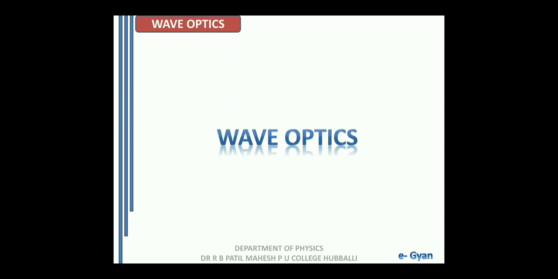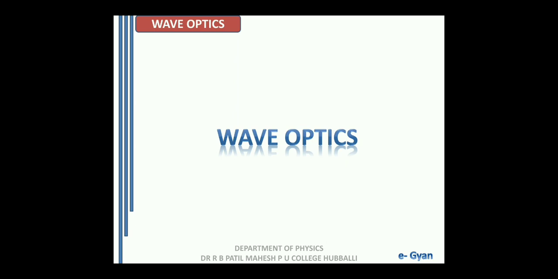In this lecture, we are going to understand the phenomenon of interference. We'll move further to understand the experimental setup created by Thomas Young, which is called Young's double slit experiment.